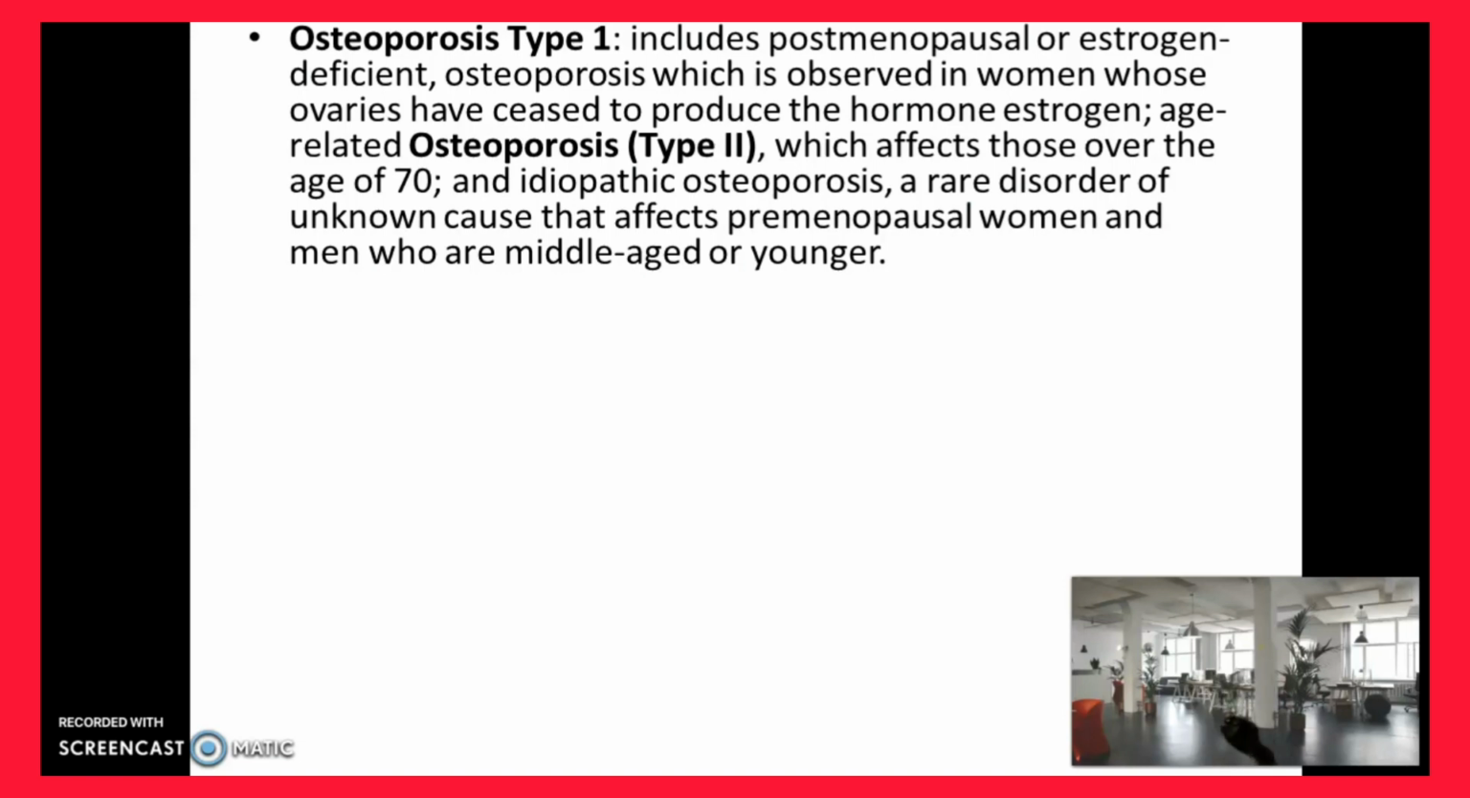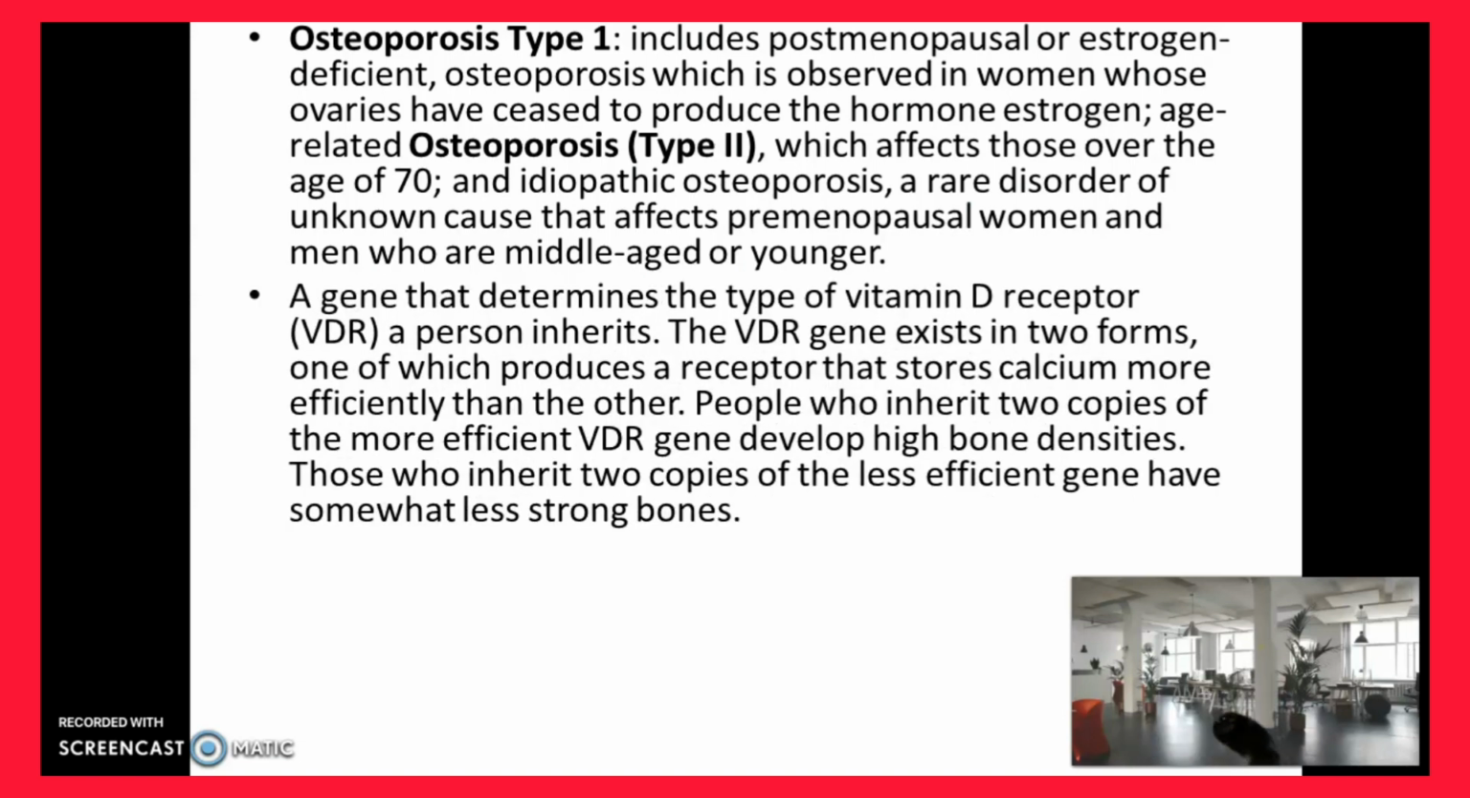or even younger. Then there is the recent development, the recent research finding, a gene that determines the type of vitamin D receptor, VDR, a person inherits. The VDR gene exists in two forms, one of which produces a receptor that stores calcium more efficiently than the other. People who inherit two copies of these more efficient VDR genes develop high bone density.